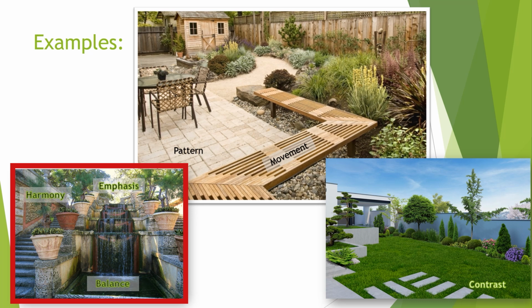Other ways that you can use other elements of design is creating an emphasis. By using a perspective, we are emphasizing what is at the end of that fountain in the bottom left picture. The fountain has the pots leading up the stairway, and those lead your eye to the middle of that fountain. There's also balance there with pots on both sides, and if you've noticed, there's a little bit of an emphasis on that one pot that is not like the others.